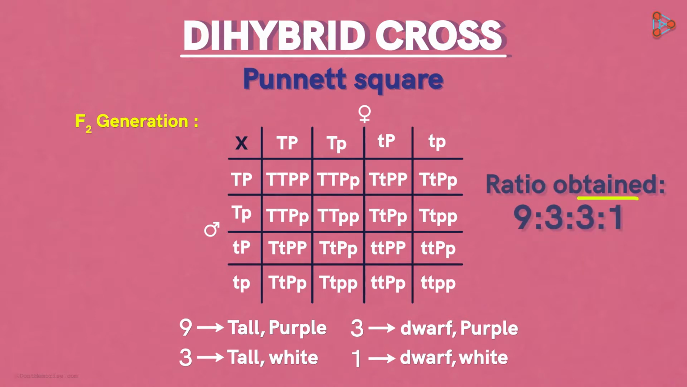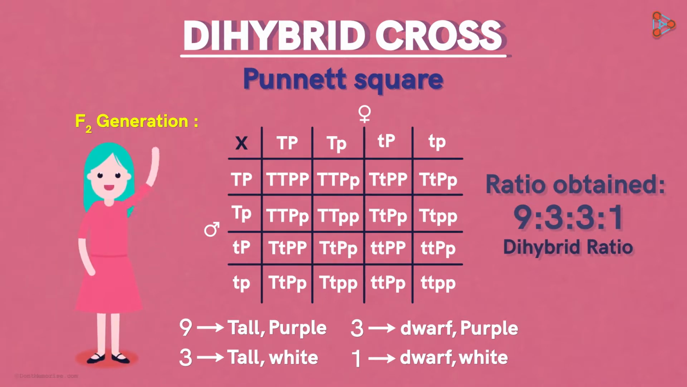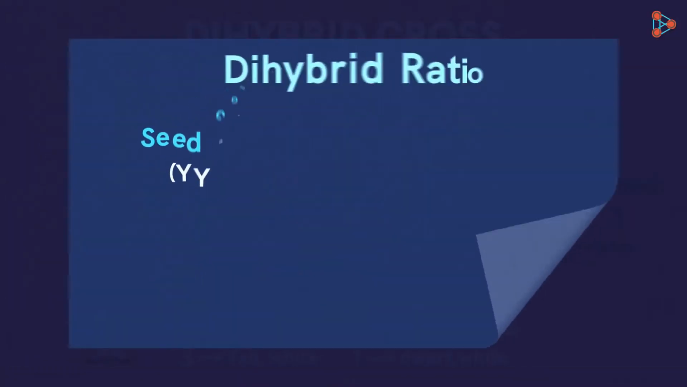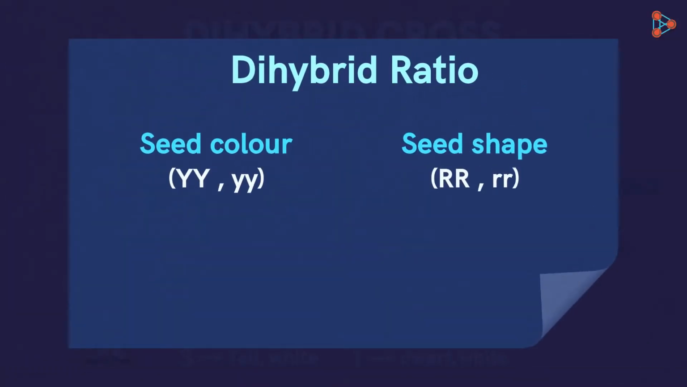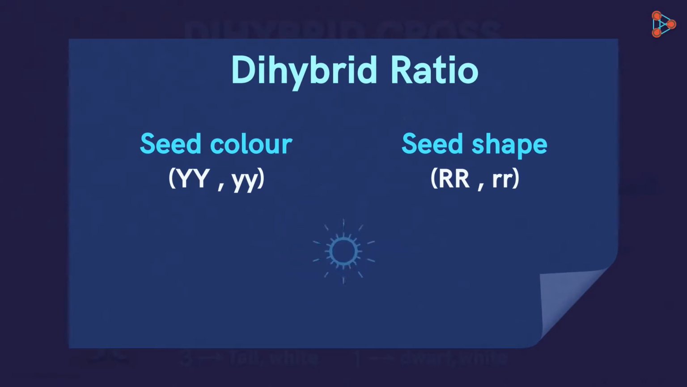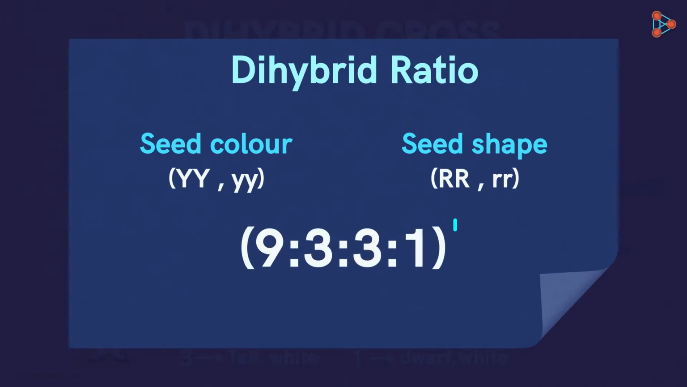This ratio is referred to as the dihybrid ratio. Now, Nora has a simple question for you. Whenever any 2 characters are randomly taken for a cross, do we obtain the same ratio? Say we take the seed color and the seed shape. Will we obtain the same ratio? Well, if the cross is carried out correctly, then we are bound to get 9:3:3:1 as the dihybrid ratio.